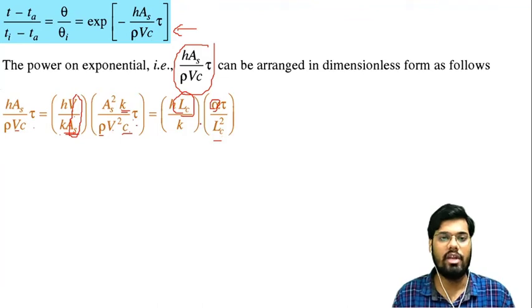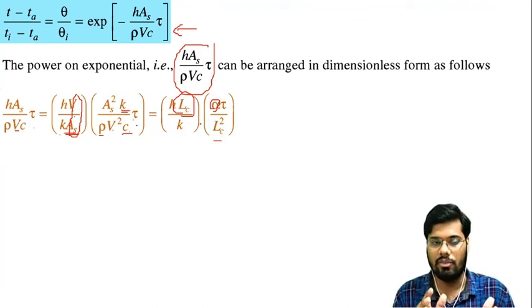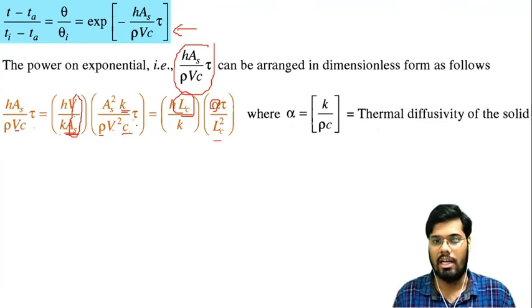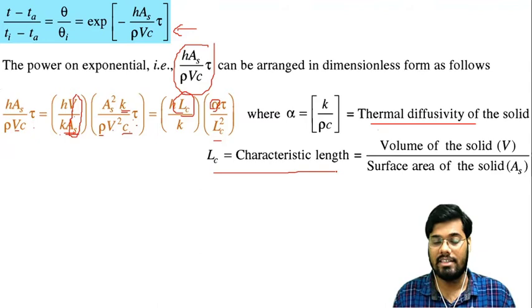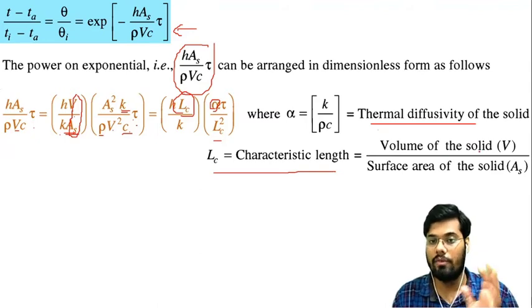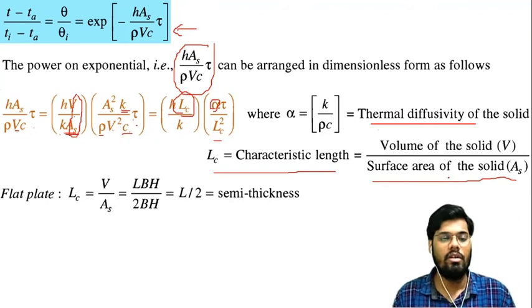Alpha tau upon LC square. LC is a characteristic length, which is the ratio of volume upon surface area. Alpha, K by rho C, is the thermal diffusivity of the solid. LC is the characteristic length, the ratio of the volume of any solid to the surface area of the solid. So for different geometries, the characteristic length is different. Suppose we have a flat plate, then the ratio of volume by surface area, or we can say the characteristic length, would be L by 2.